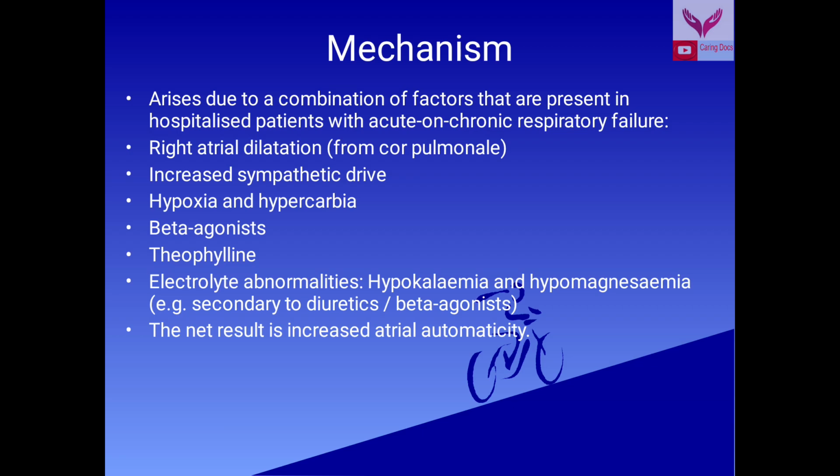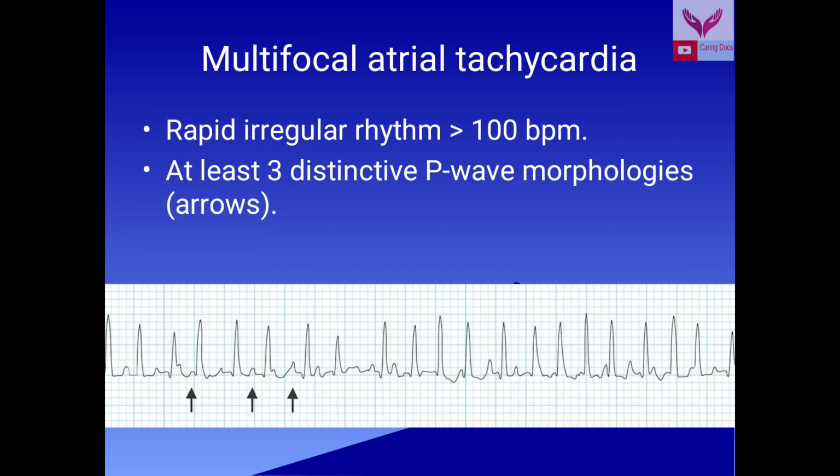Mechanism behind multifocal atrial tachycardia: it arises due to a combination of factors present in hospitalized patients with acute or chronic respiratory failure: right atrial dilatation from cor pulmonale, increased sympathetic drive, hypoxia and hypercarbia, use of beta agonists and theophylline, and electrolyte abnormalities like hypokalemia and hypomagnesemia secondary to diuretics or beta agonist use. The net result is increased atrial automaticity.